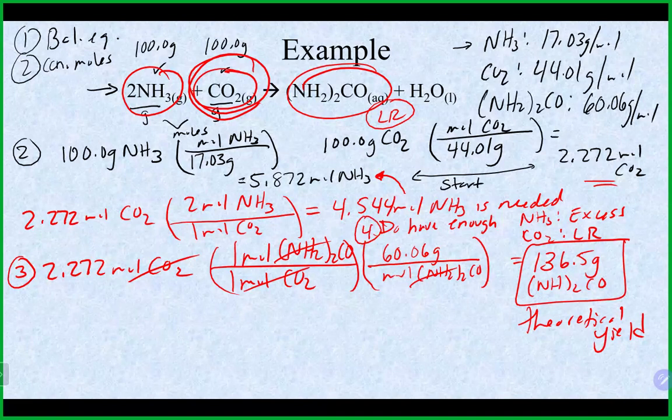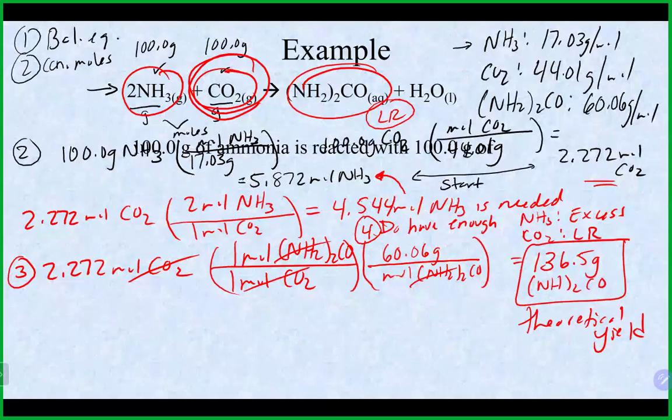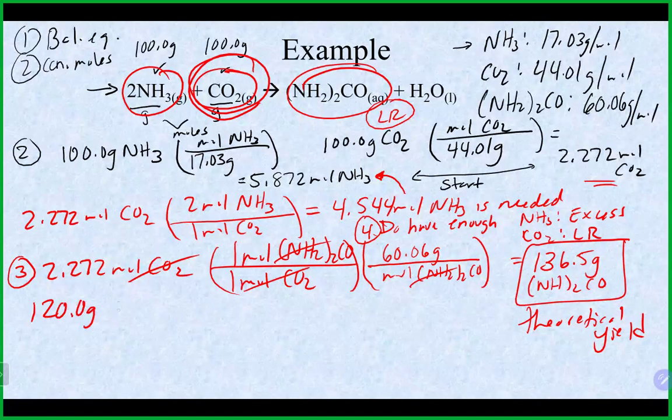The actual yield was actually given to us in the problem, so I kind of wrote over it. But if you look back in the problem, it said we produced 120 grams of our product. So that 120 grams of our product, which was given to us in the problem, is our actual yield.